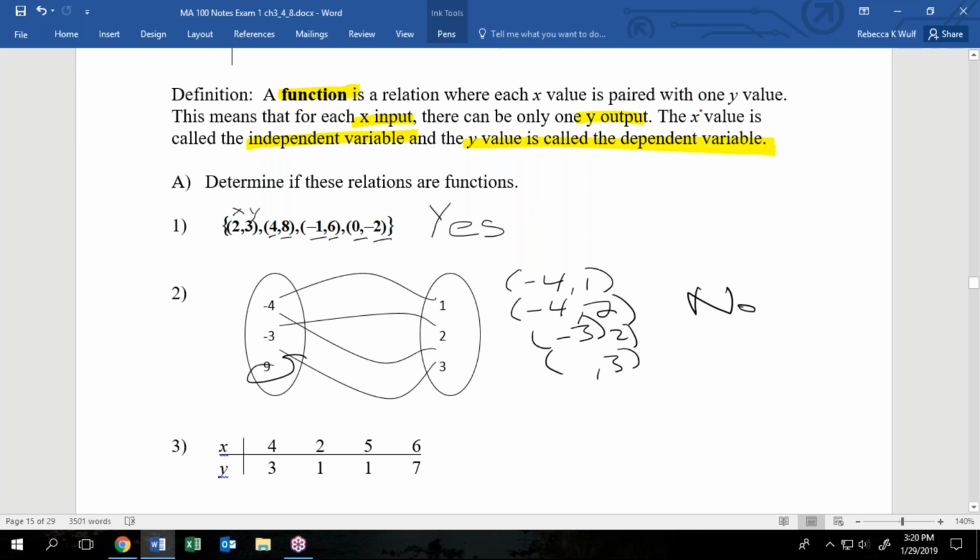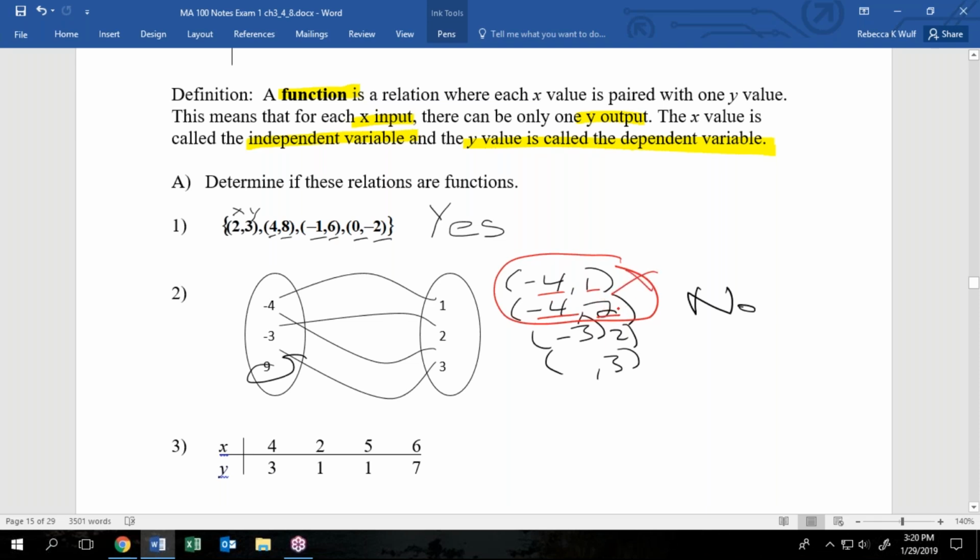So for each x I input, do I get out one y value? Okay, so which one do you think is the issue here? Which set of points? So it's actually here. When x is -4, y is 1, but when x is -4, y is also 2. That's a fail. That's a no.